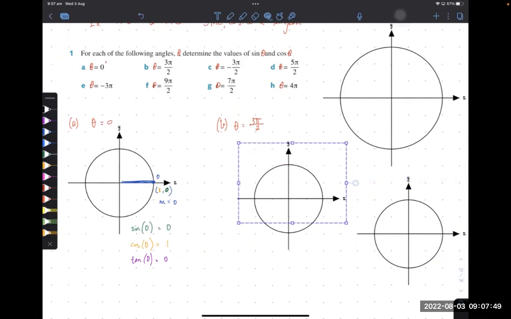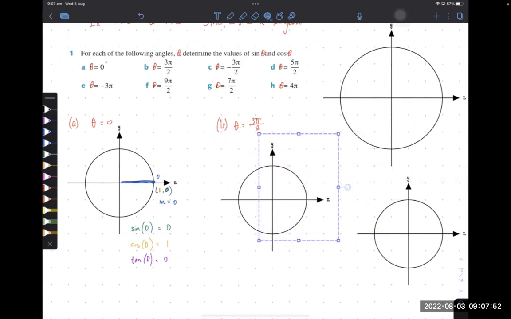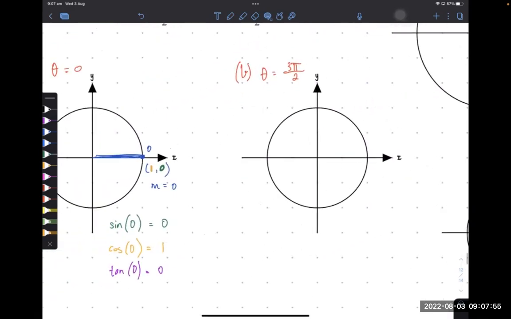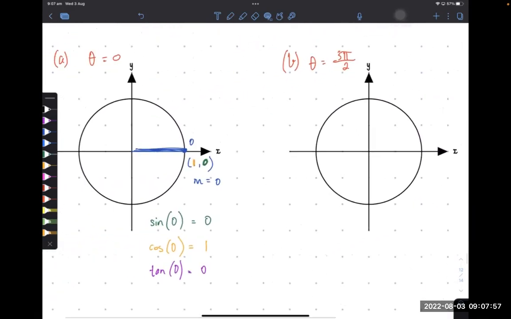For this question here, you can see that we have 3 pi on 2. So here's 0 radians. If we want to go 3 pi on 2, we rotate anti-clockwise because it's a positive direction. So at this point here, the angle is 3 pi on 2. What's the coordinate at 3 pi on 2? 0, -1.